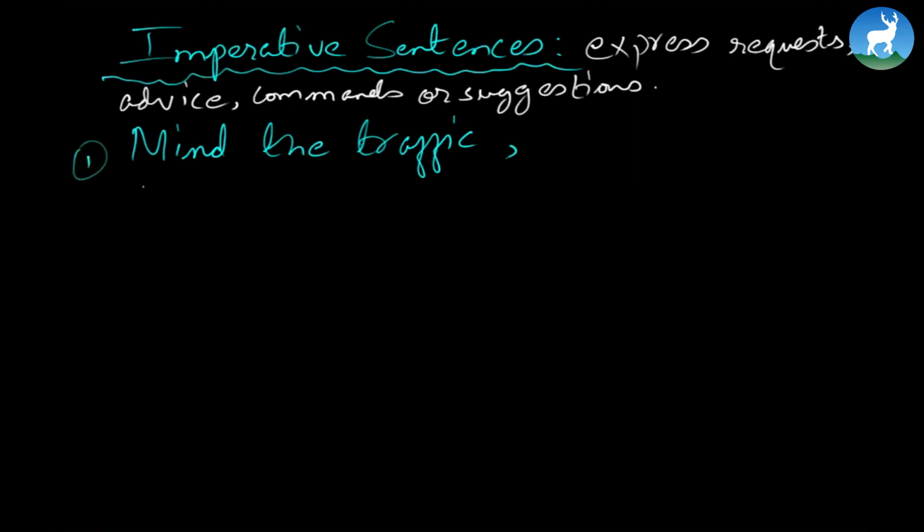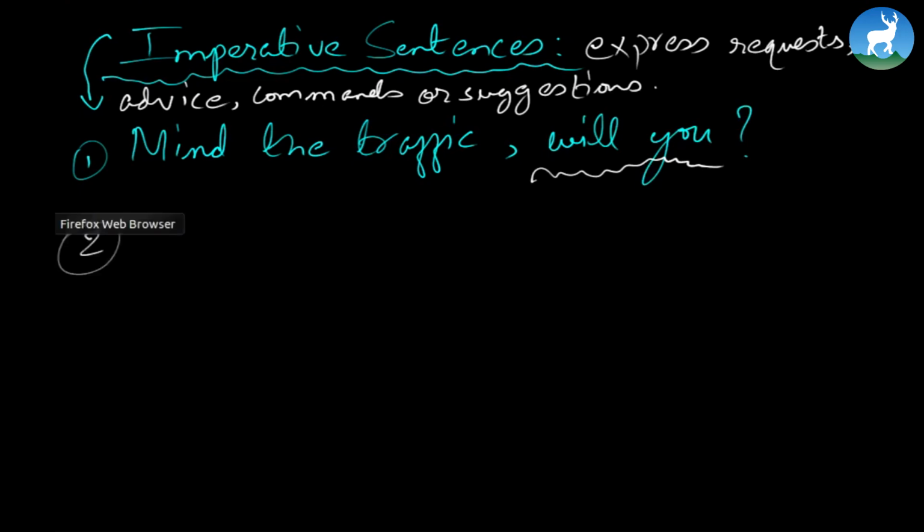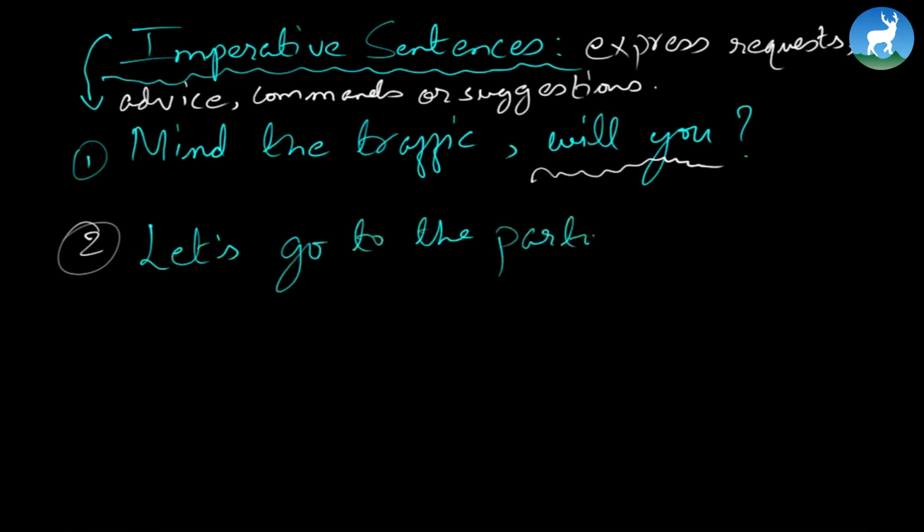Mind the traffic. The rule which I had taught you earlier says, hey, if the statement is positive, which in this case is positive, there has to be a negative question tag. But because this is an imperative sentence, your question tag will be mind the traffic, will you. See? It still has a positive question tag. Okay. Number 2 example. And there's one more exception to it where let's go to the party. Look at this. Let's go to the party. Again, if you think of it, is it not advice? Let's go to the party.